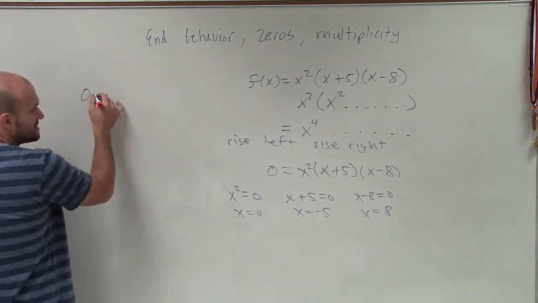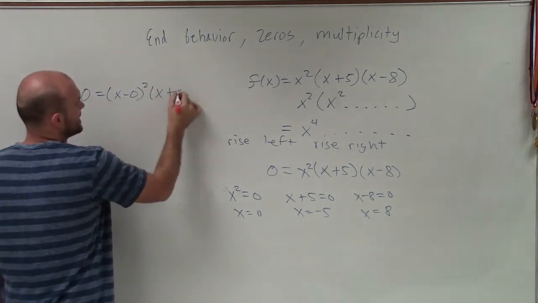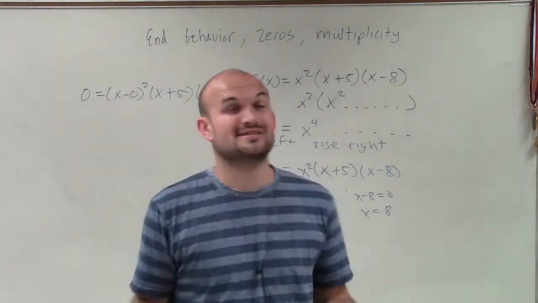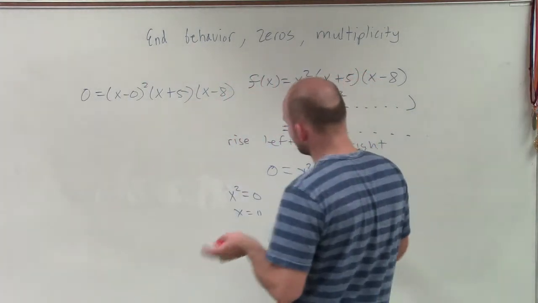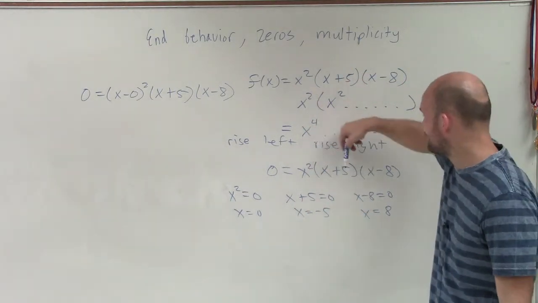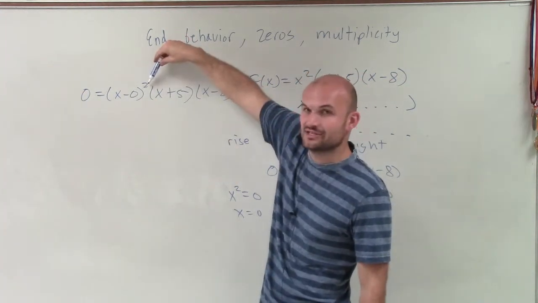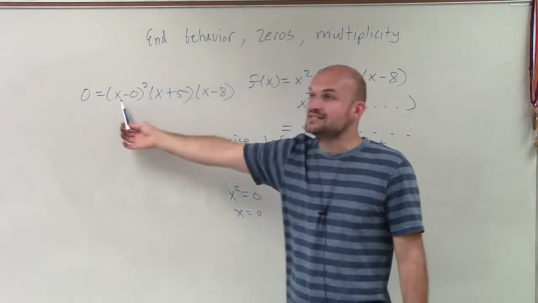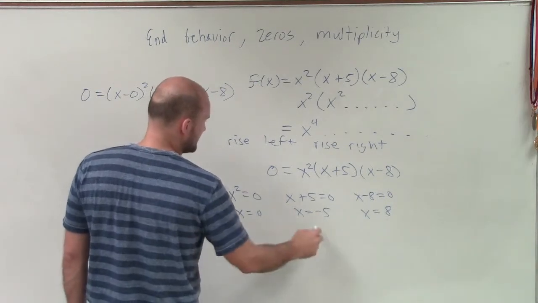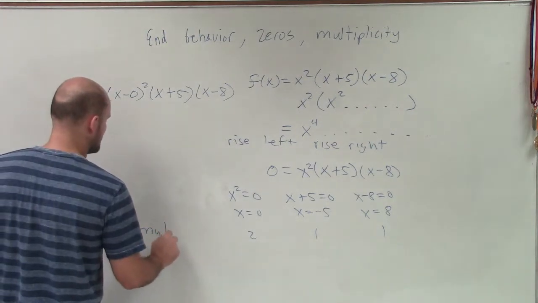Now what I need to do, and actually real quick, let me write this in another form. I could also write this as x minus 0 squared times x plus 5 times x minus 8. Now I write it in this format when I'm looking at my multiplicity. You don't have to write in this format, but I want to explain to you, when determining the multiplicity of your zeros, you need to go back to the factors and see the degree on each factor. Well, by writing x squared as x minus 0 squared, you can see that this factor has an exponent of 2, meaning the multiplicity of the 0 is actually 2. So when looking at the multiplicity, these have a multiplicity of 1, and this 0, too, has a multiplicity of 2.